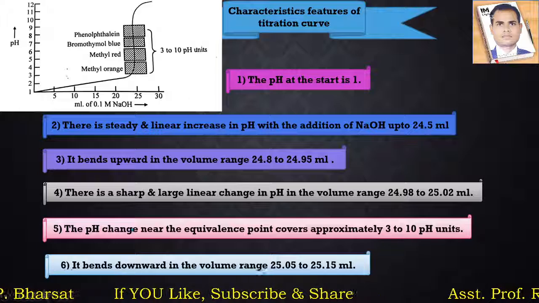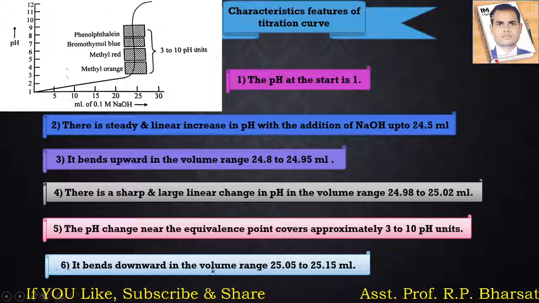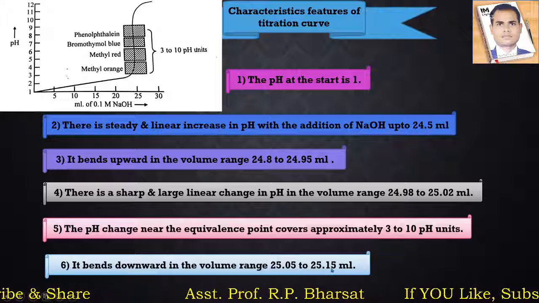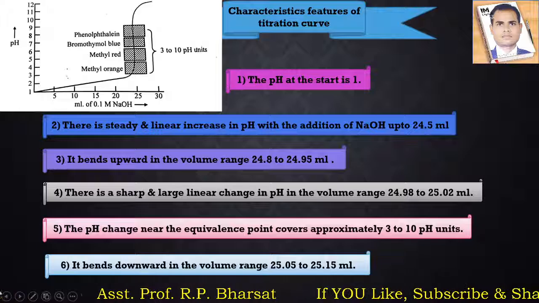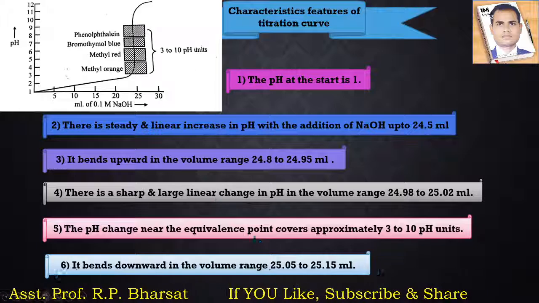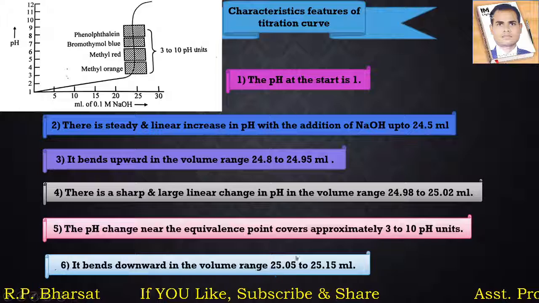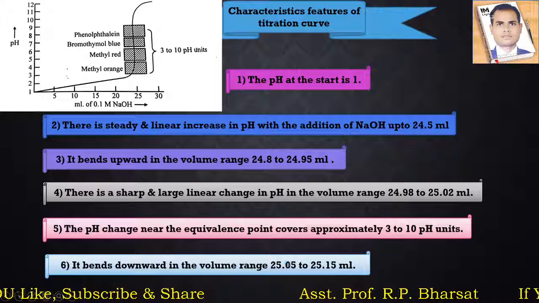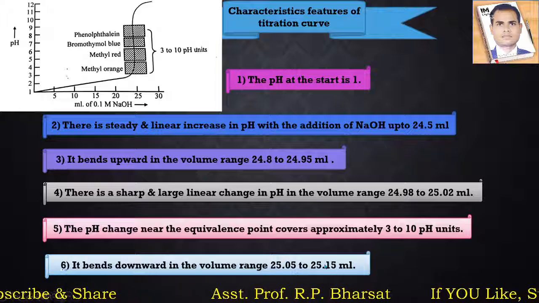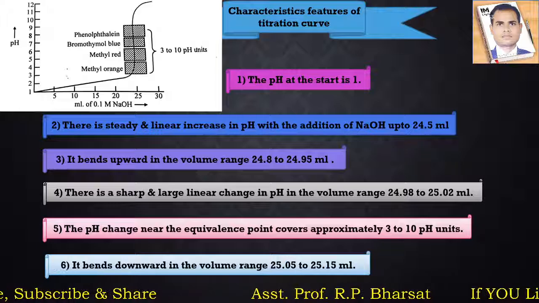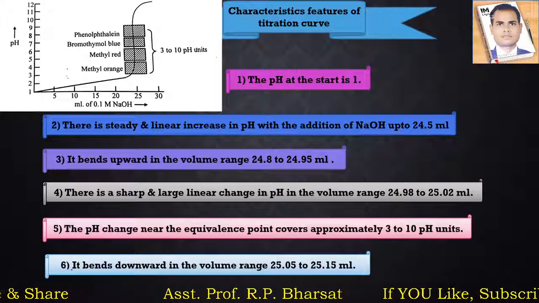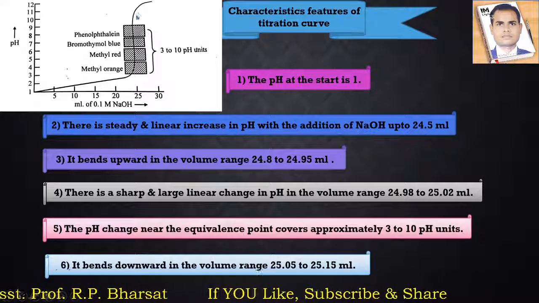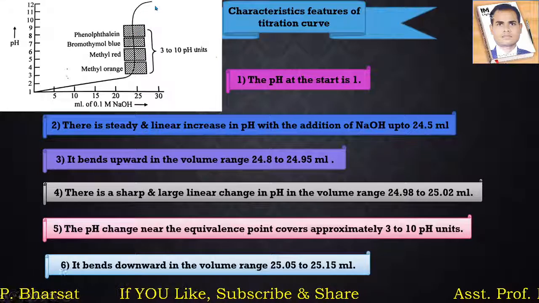Then it bends downward in the volume range 25.15 ml. When you add that much amount of NaOH, 25 ml to 25.15 ml, into the acid, you will get this kind of bent titration curve.